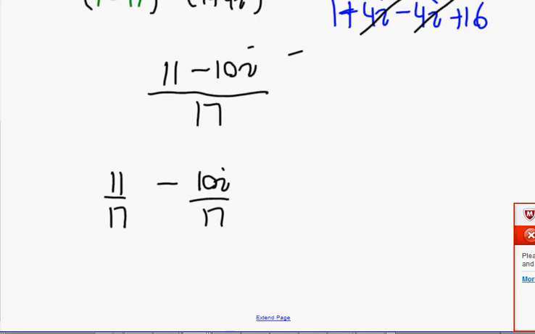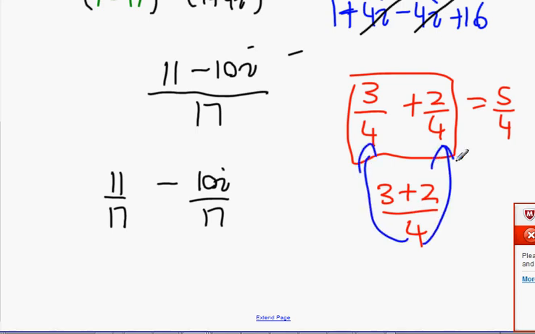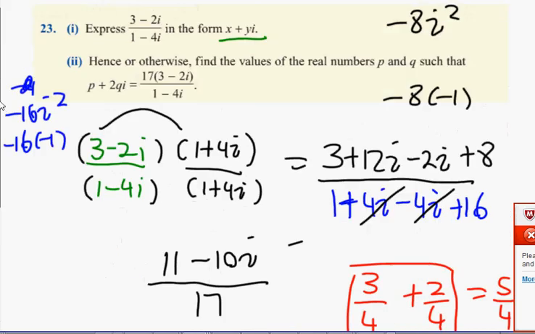Now if you don't understand that, let me show you something. 3 quarters plus 2 quarters. Everybody in the class will tell me that's 5 quarters. I could also write 3 quarters plus 2 quarters like this, because they have the same denominator. So all I'm doing is splitting the denominator back into 2. So that's where we get our answer from. So x is 11 over 17 and y is 10 over 17. x plus yi.